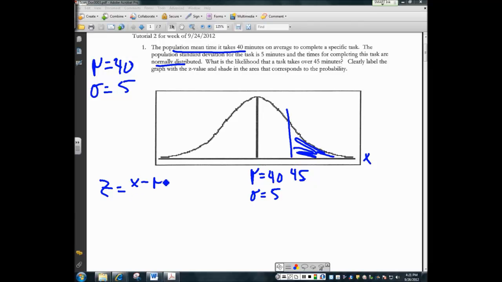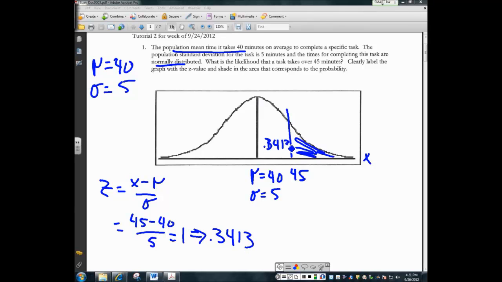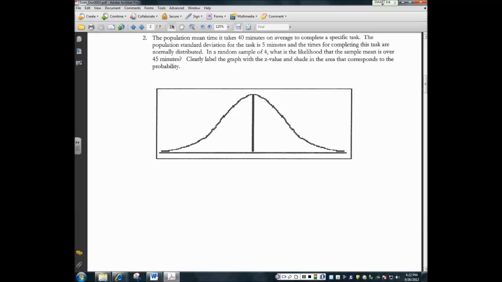So we take x minus mu over sigma, and that's equal to 45 minus 40 over 5, which is equal to 1. We know that goes with, or you can look it up, 0.3413. That's this area. So the area out here is 0.5 minus that, 0.1587. So that is the answer.